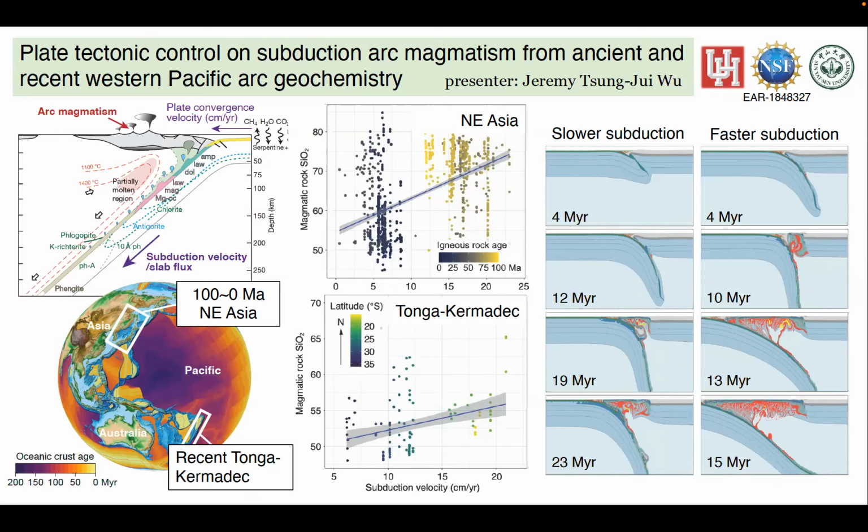So in this study, we asked the question: how different would magma look when it comes from subduction zones with a range of subduction velocities? To explore that topic, we look into two areas. One is the recent Tonga-Kermadec, the long-strike Tonga-Kermadec subduction arc, and the other is the historical record in Northeast Asia, a continental arc since 100 million years ago. We use a statistical approach to correlate the convergence velocity with all kinds of magma geochemistry, and numerical modeling is also another approach that helps us look into magma from slow and fast subduction.